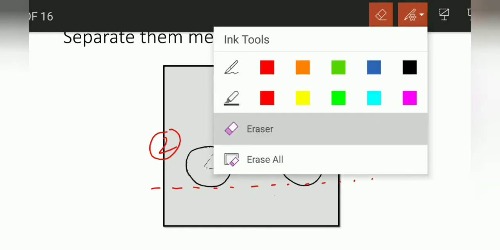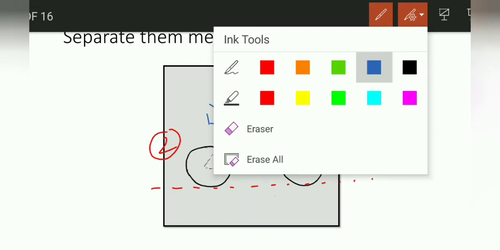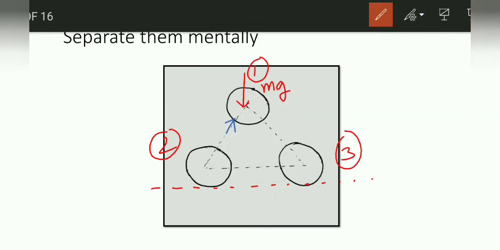Say this is the reaction force from this one, this 2. I will consider this as R12. So this is R12, and this one I will consider as, it is touching 3, so R13.